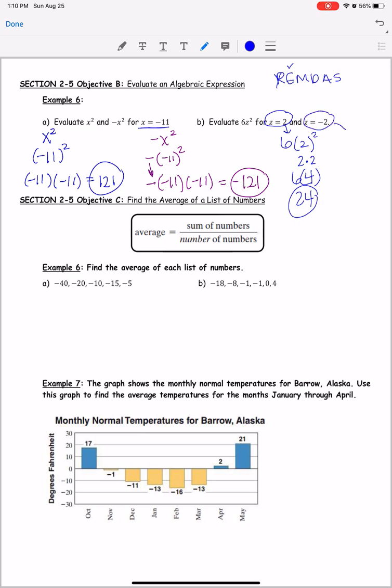Now we need to also put in when z is a negative 2. So we've got 6 times z squared, and now my z is negative 2. So negative 2 in parentheses squared is negative 2 times negative 2. Negative times negative is positive, and 2 times 2 is 4. Bring down that 6, and 6 times 4 is 24. So on this one, whether z was 2 or negative 2, you still got the exact same answer.